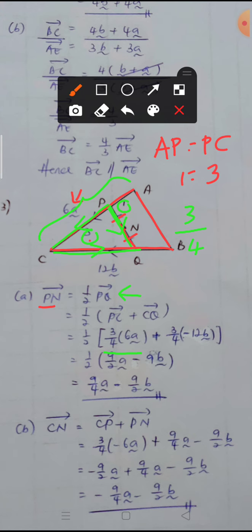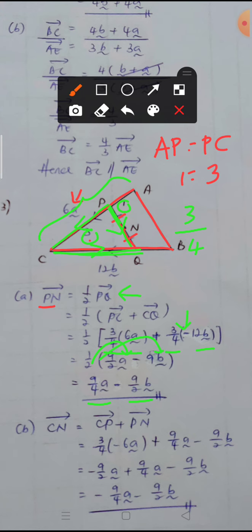And next, CQ. CQ is opposite, hence we have a negative sign here. And here also, because in the same triangle, it will be 3 parts from 4, 3 over 4 of the whole length, which is CB. So we multiply in, and we will get 9 over 4A minus 9 over 2B.